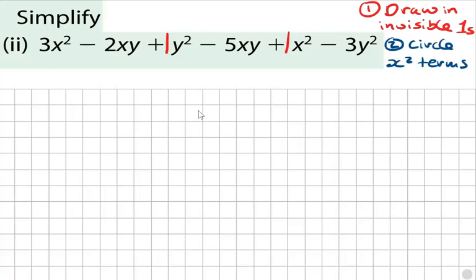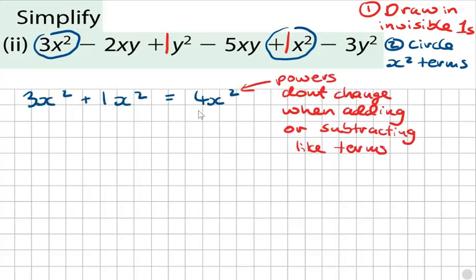Part 2, circle the x squared terms. So we've got 3x squared and plus 1x squared. And in our rough work, 3x squared plus 1x squared is 4x squared. So again, the powers don't change when adding or subtracting like terms. You have to learn this off by heart. In algebra, the powers don't change when adding or subtracting like terms.